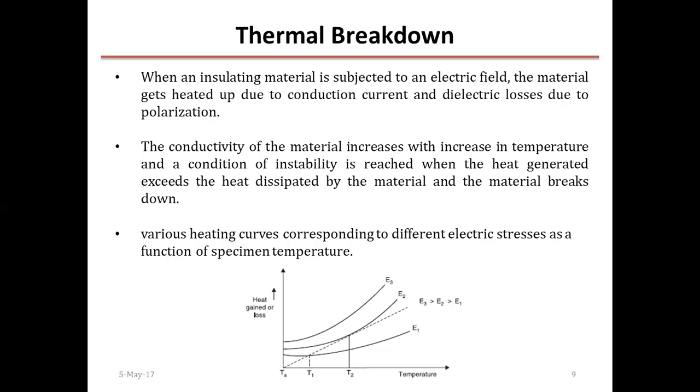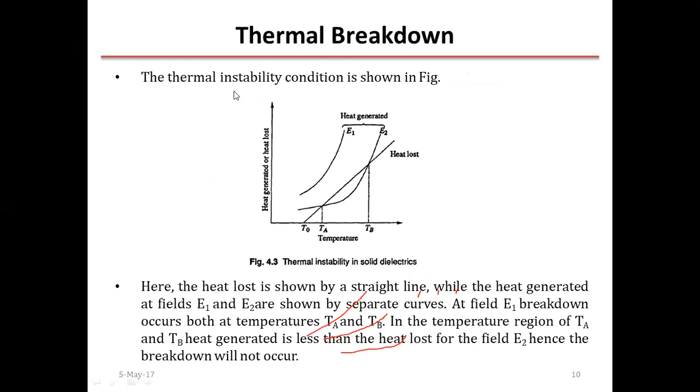So the various heating curves corresponding to different electric stresses as a function of specimen temperature are as follows. There are three curves given, okay, and E3 is the electrical stress, which is greater than E2, and that is greater than E1. So we can see that the greater the temperature, the greater will be the electrical stress. Okay, so there will be more chances of breakdown. The thermal instability condition is shown in the following figure.